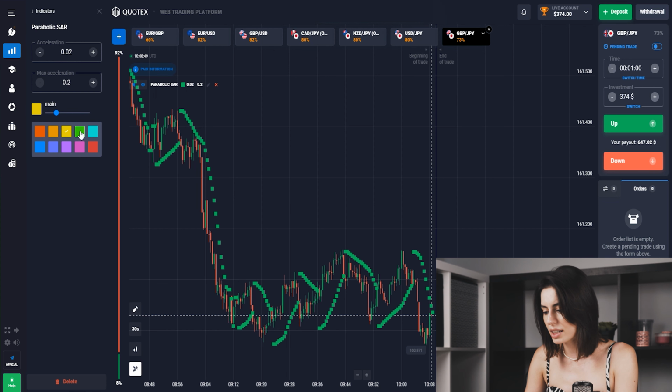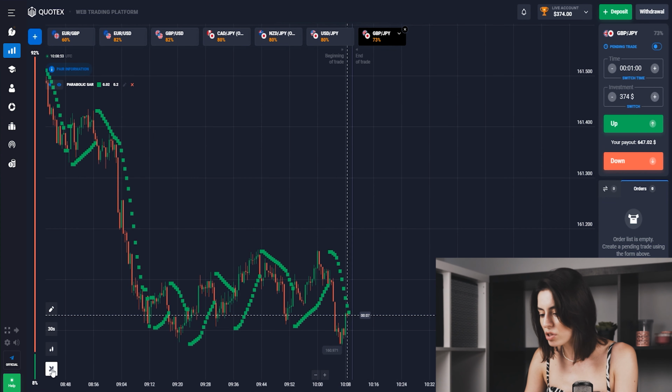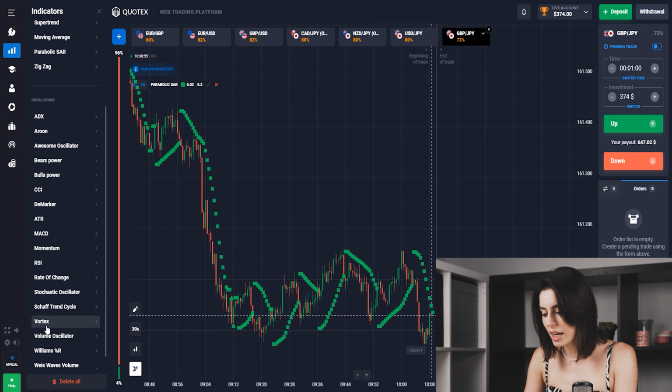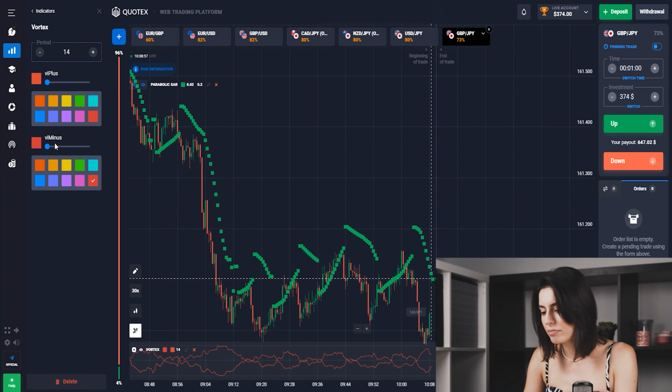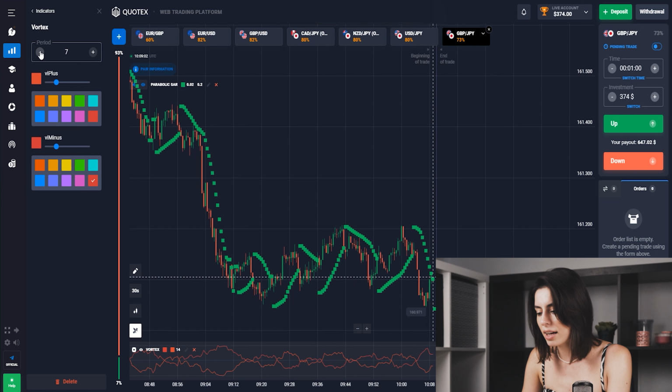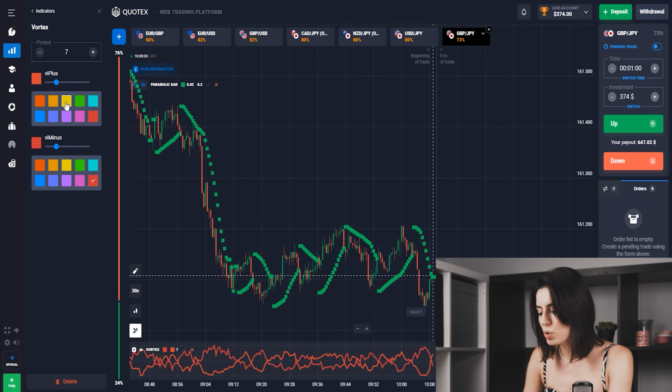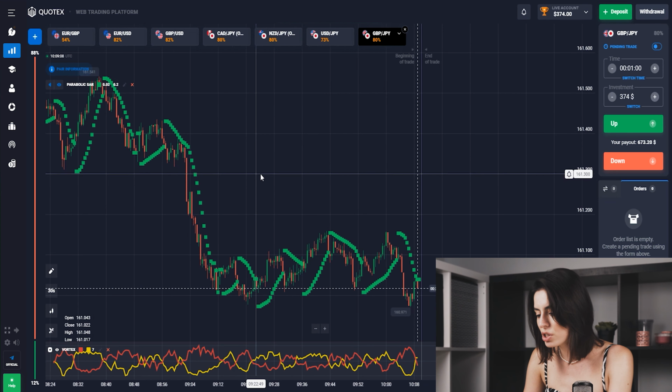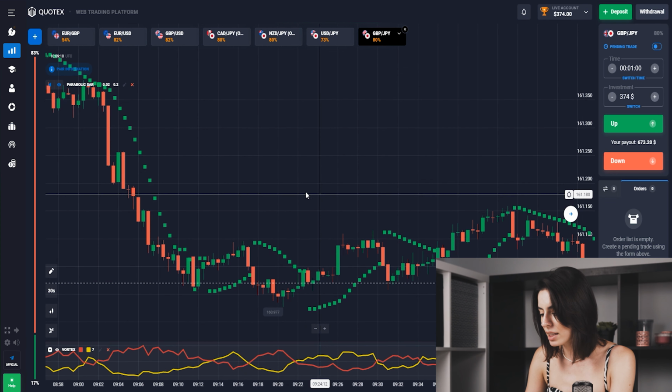Here's the parabolic SAR. I am just changing how it looks. It's going to look better when I zoom up. And the second one is going to be the vortex. I'm not sure if I used that exact combination before, but it's quite simple. Two of these indicators, nothing special, if you know where to pay attention.